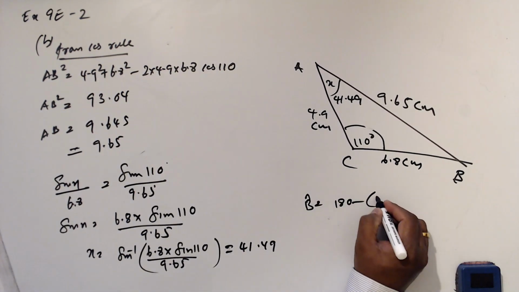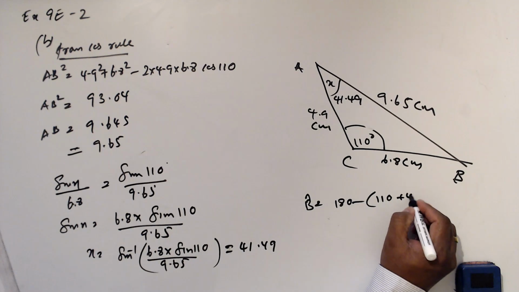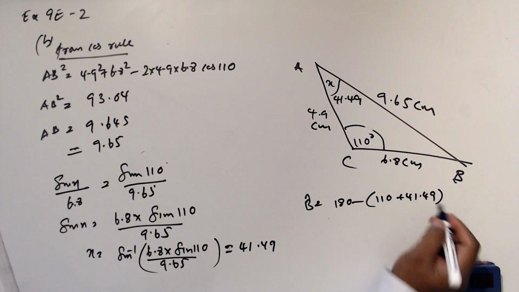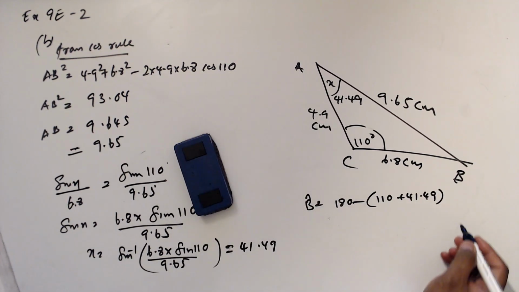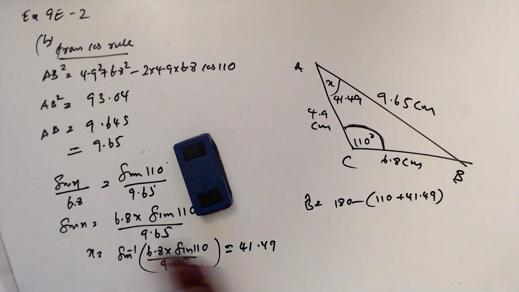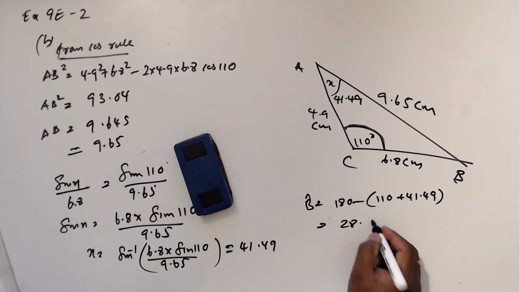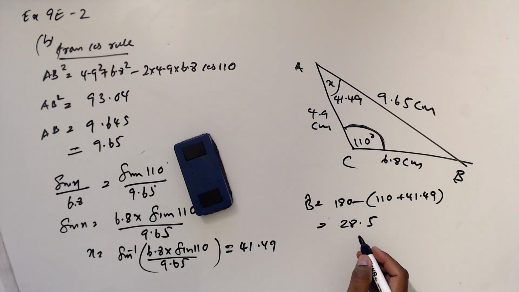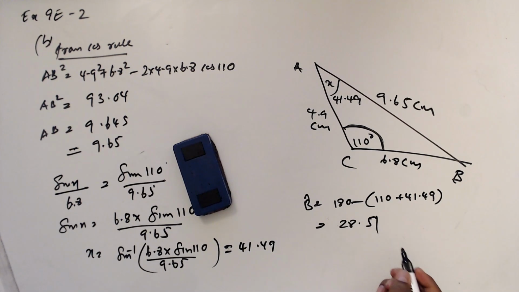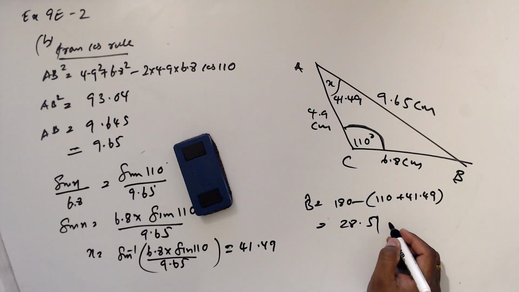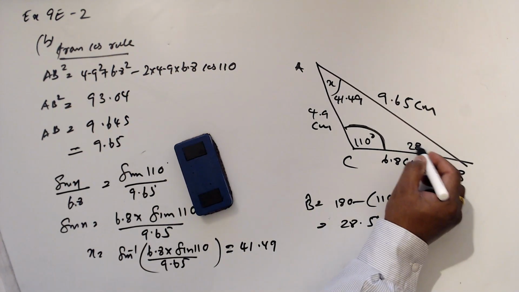Now B equals 180 minus 110 plus 41.49. This is going to be 28.51.